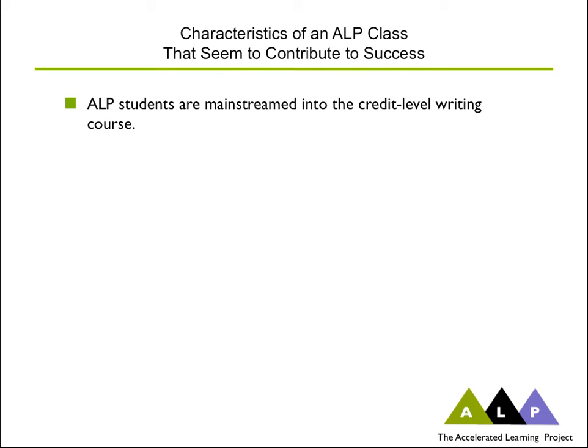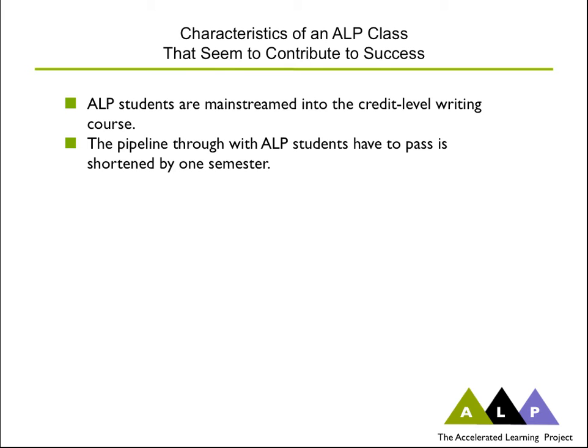So one, students are mainstreamed into a credit level writing course. Two, the pipeline through which students have to pass is shortened by one semester. That is, instead of having a semester of developmental and then a semester of credit, they take the two of them simultaneously, so there's much less chance for students to drop out of the pipeline.